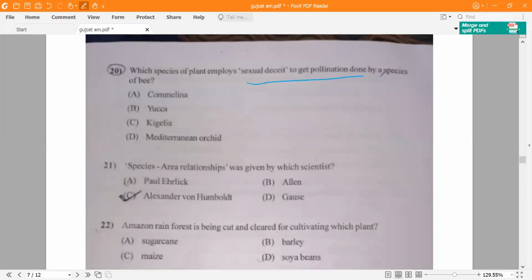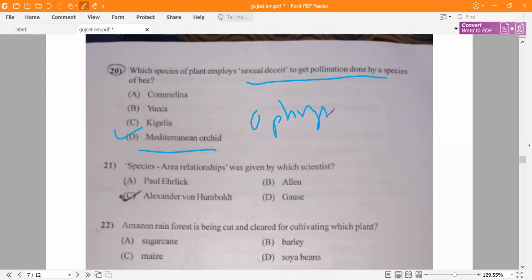Sexual deceit, beta. This is Ophrys, where the flower resembles the female of this sort of bee. So to pollinate, the male will come and try to sit on this flower, and then the pollination will occur.